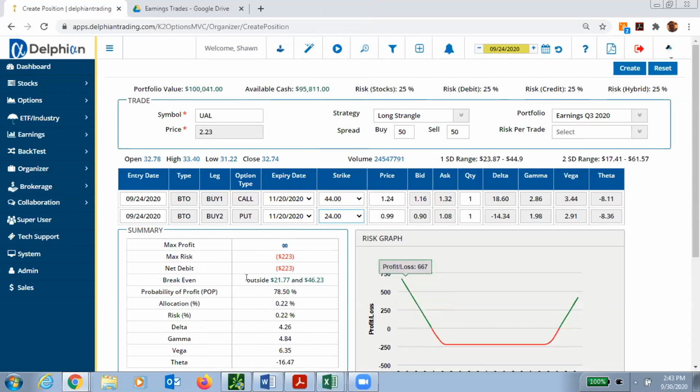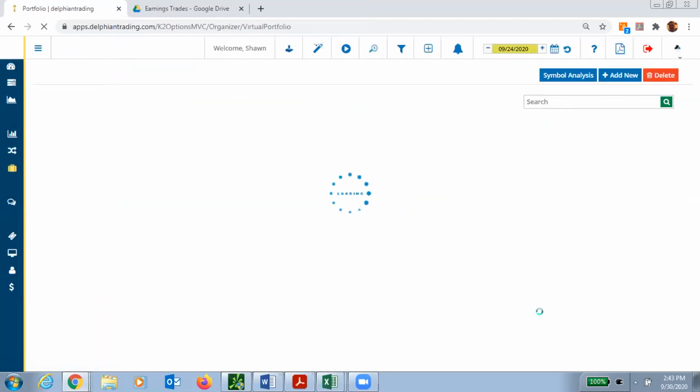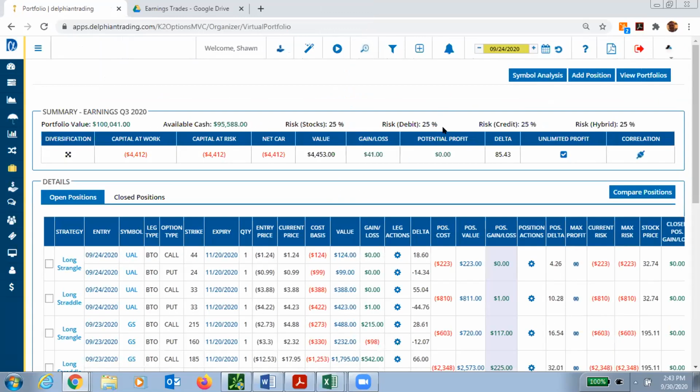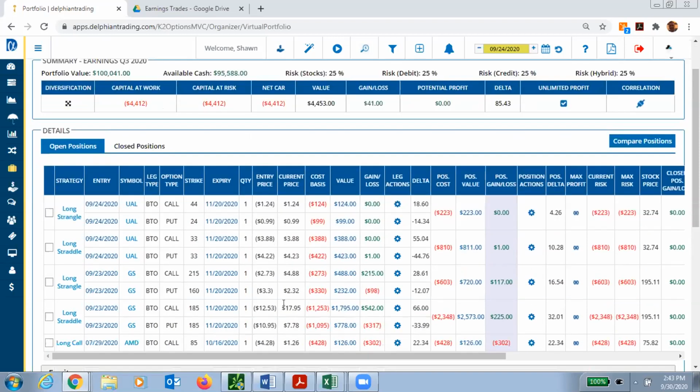We can see here our break evens again. If I hit create, it added that position to my virtual portfolio. Now, the reason that I show you this is on UAL, United Airlines, it's a little bit different because the value of the straddle is fairly reasonable. The value of the straddle as a whole is going to cost me about $810. So not a huge amount of risk.